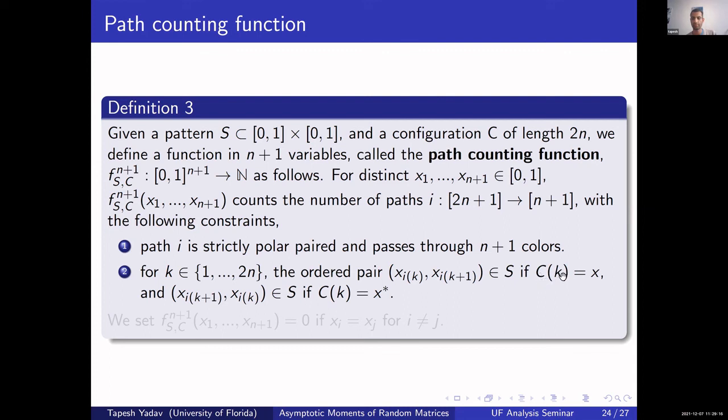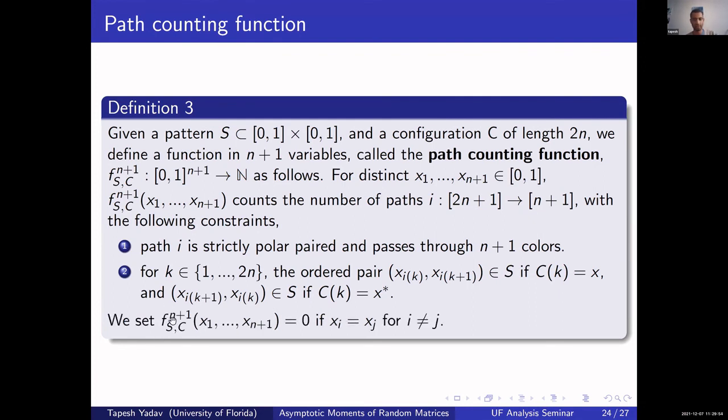C was the configuration. If the kth entry is just x, then this tuple of points has to be inside the pattern S. And if c_k is x star, then the reverse tuple (x_{i_{k+1}}, x_{i_k}) should be inside the pattern S. So with these two conditions, the path counting function counts all the paths which satisfy them when we fix x1 up to xn+1 as input variables. So it counts the number of paths.